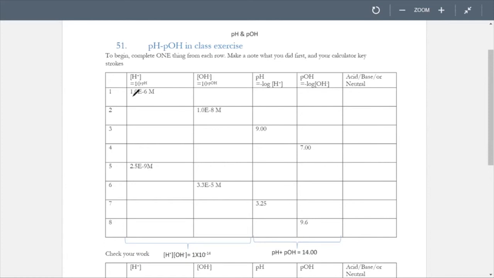So what is this? This means it is 1.0 times 10 to the power negative 6, okay? So remember that. That's the molarity. And it's given over here to check your work, this and this. For that, you're going to use this equation. And to calculate this and this, you have this equation given here. And then at the end, you need to write down whether it's acid or base.